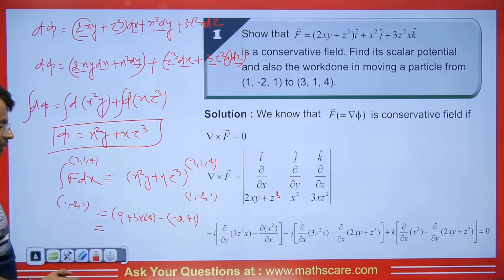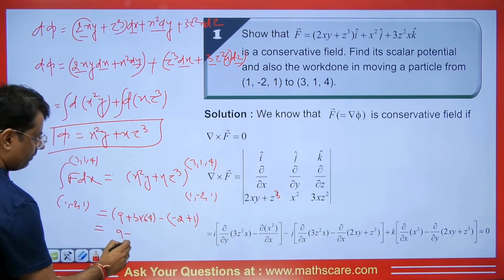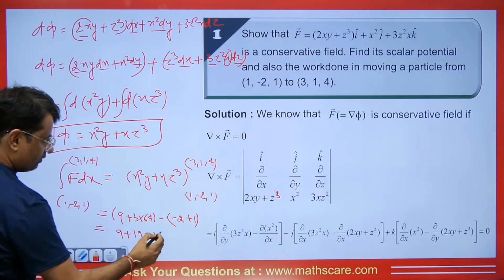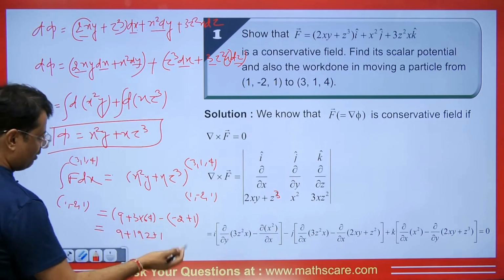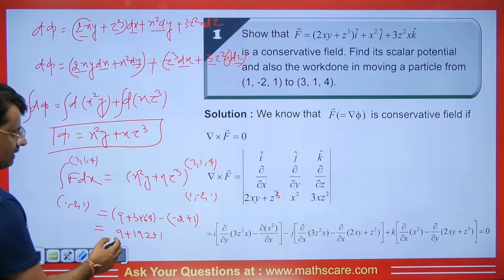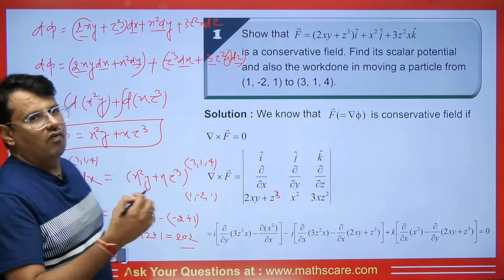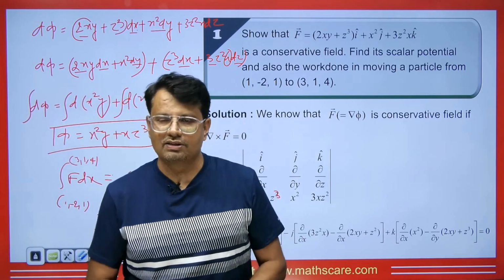When we solve this, we will write its value 9 plus, here it will be 2, and it will be 192. And minus, here students, we will get plus 1 because minus 2 plus 1 is minus 1. So this will be its value. Here we will get 10. So I think it will be 202, and we will get the work done. In this way, we can easily solve this question.